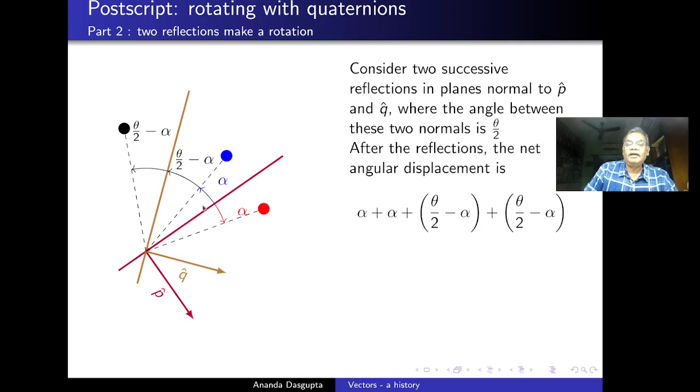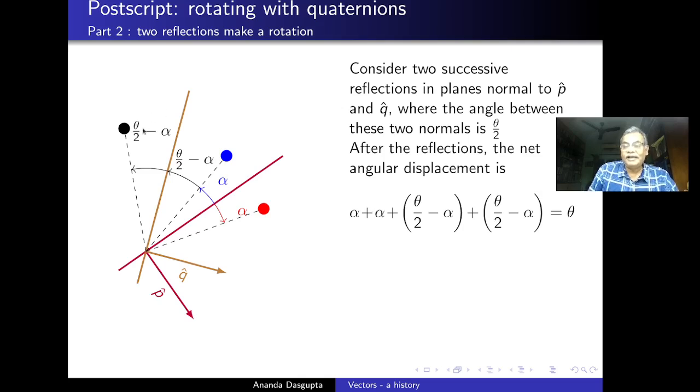What is the angle between the line joining the red point to the place where the two planes intersect and the line joining the black point with the same point? Well, that's easy. Alpha plus theta by 2 minus alpha plus theta by 2 minus alpha. And that, rather surprisingly, is simply theta. What's surprising about this result is that it does not depend on where this point is with respect to this plane. No matter what the angle alpha is, this angle is always theta, and that tells you that every point gets turned through an angle theta.